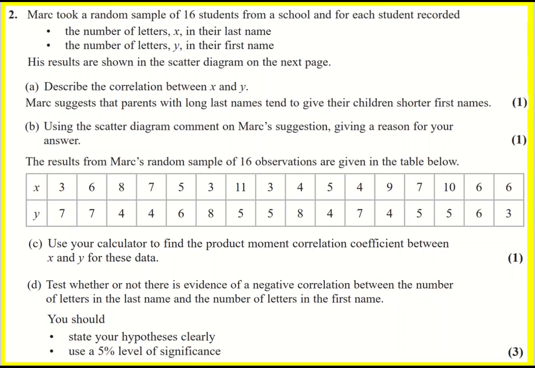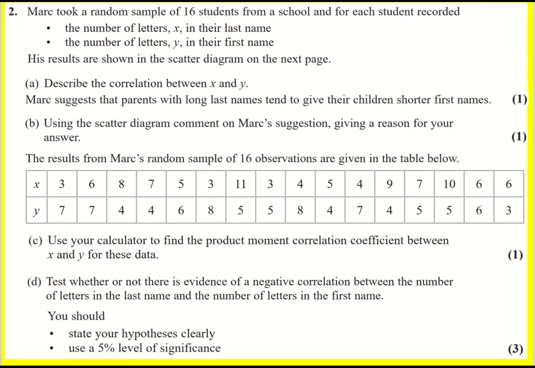Mark took a random sample of 60 students from a school, and for each student recorded the number of letters in their first name and the number in their last name, X and Y. Results are shown in the scatter diagram on the next page. I'll scroll down in a second. And we're asked to describe the correlation between X and Y.